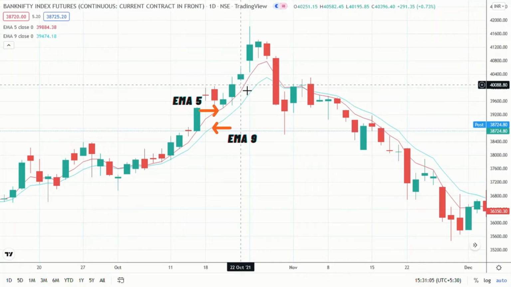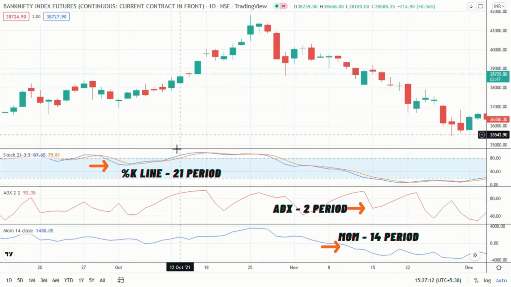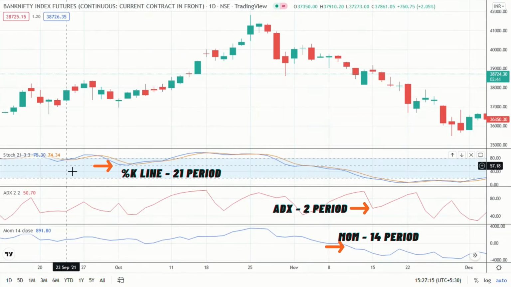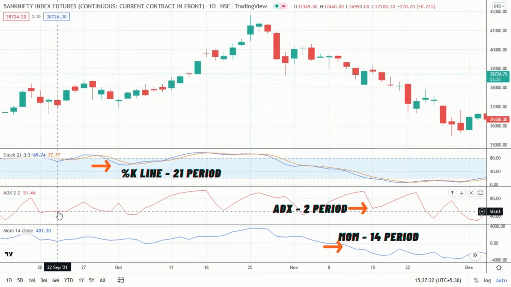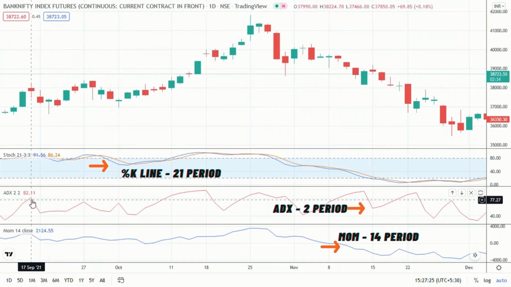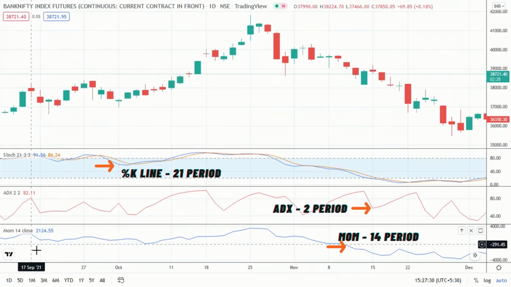And as I mentioned, we need to look for these conditions towards market closing, 5 to 10 minutes prior to market closing. The EMA values would have been pretty close to the closing values mentioned here. Now let's check the other conditions as well. So here we have stochastics. The blue line is the percentage K line. This is the 21-period percentage K line, and its value can be seen here in blue. Right below is the 2-period ADX line, and its value can be seen here in red. And at the bottom, we have the 14-period momentum indicator.